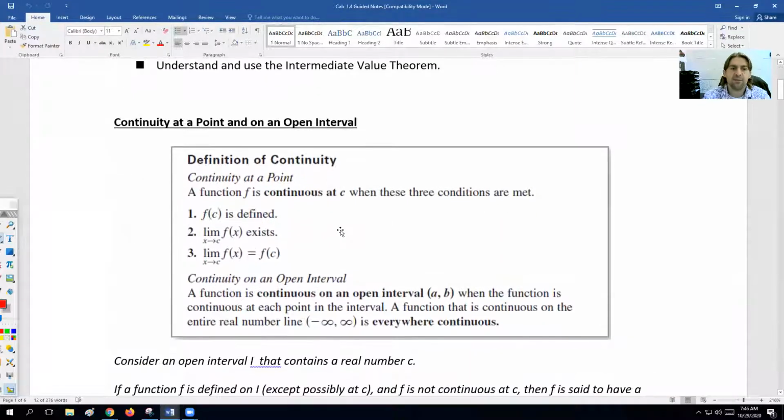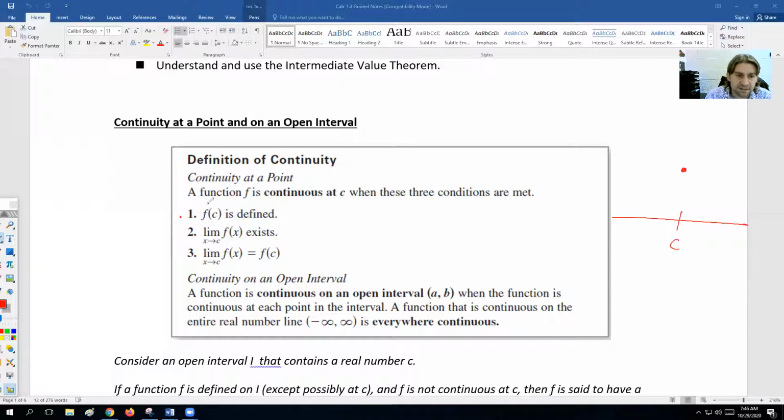So continuity at a point exists, or we can pretty much say a function is continuous at C, if three conditions are met. First, f of C is defined. If you don't know what that means, it means there is a point on the graph. So if I have a function here, at the point C, there is a dot. f of C is defined.